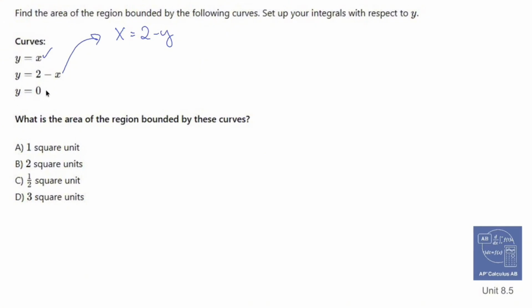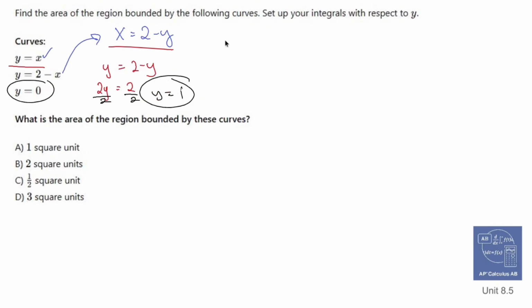That's going to serve as a limit of integration. Now, what we also don't have is the other limit of integration. So the way I'm going to find my limits of integration is I'm going to set these equal to each other. I'm going to say y equals 2 minus y. If I add y to both sides, that becomes 2y equals 2. Divide both sides by 2, and y equals 1. So my limits of integration are going to be 0 and 1.